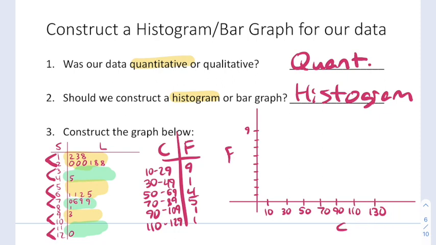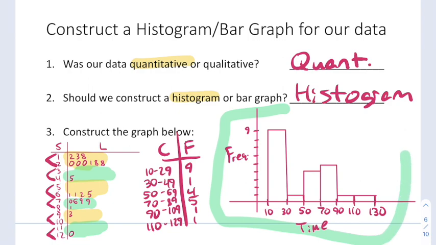And now we're just going to create bars the height of the frequency. So the first class had a frequency of 9, so I draw a bar at that height. And I'll do the same thing for each of the other classes. And now just adding a little bit of a label to each of the axes, I have my final histogram.